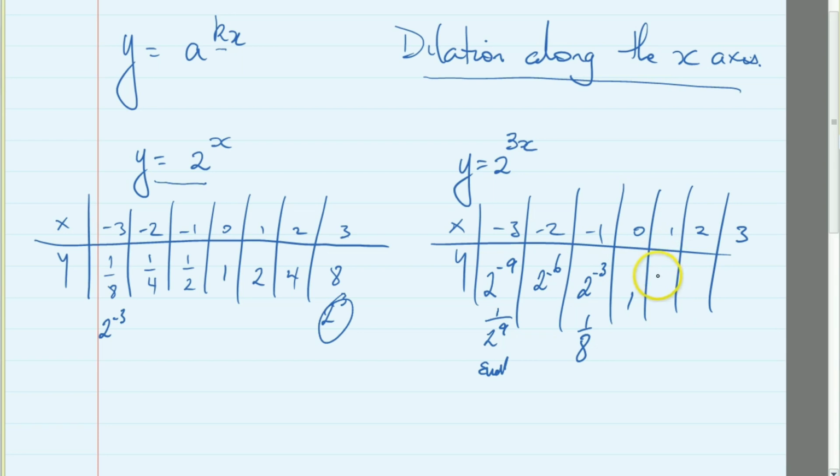And again, this becomes 2 to the power of 3, which is 8. This becomes 2 to the power of 6, which is, of course, 64. And this becomes 2 to the power of 9, which is really, really big.